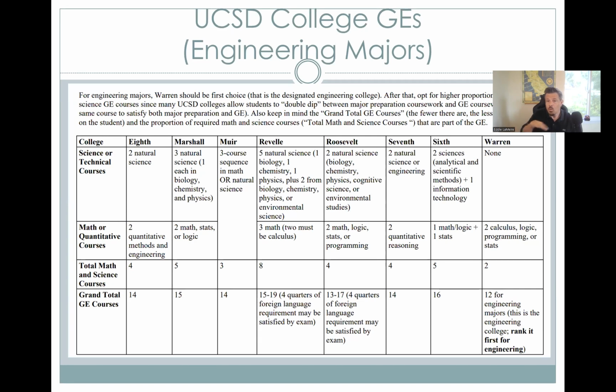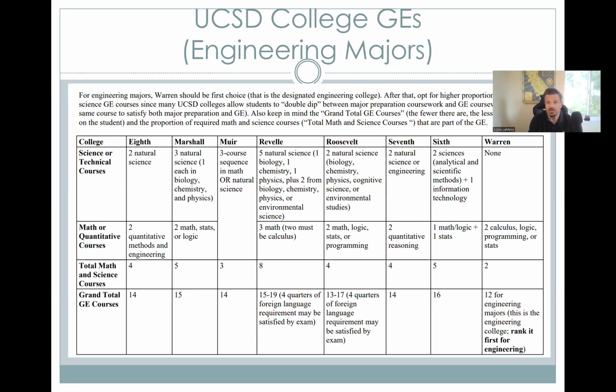For engineering, Warren is the one that you wind up putting number one. It gives you the least GE requirements that you have to complete. Physically speaking, the Warren dorms are closest to the engineering classrooms, so that one's number one. I would stick Revelle last. I stick Revelle last for everyone, with the exception of a couple of really ambitious pre-med folks that can handle it. For everybody else, my preferences are always Sixth and Muir.